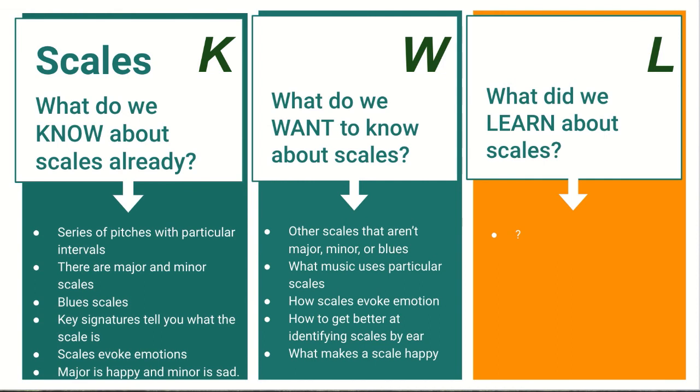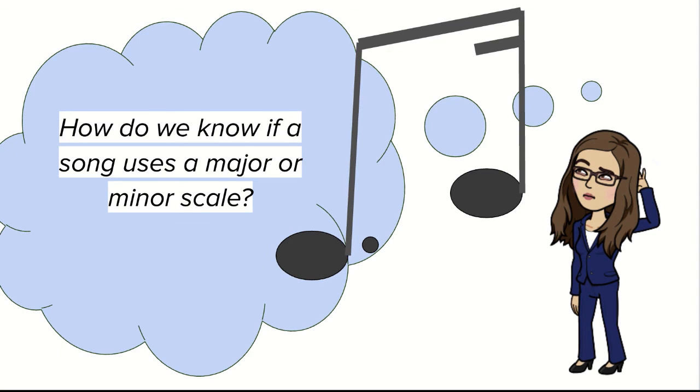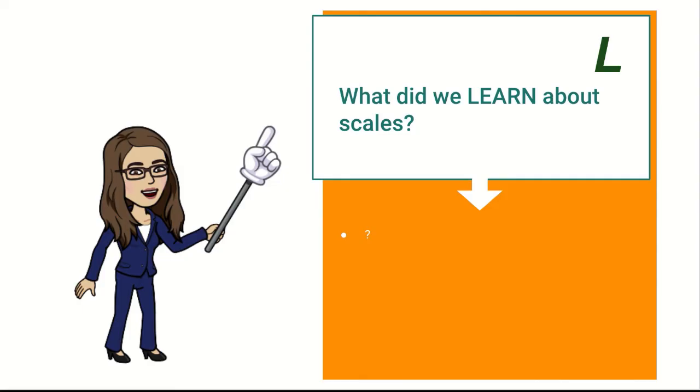And now it's time for us to go back to the KWL chart. Before we fill in this last column, here are two more questions. Is hearing sadness in a song a reliable way to determine if a song uses a minor scale? Why or why not? How do we know if a song uses a major or minor scale? Think about how we discovered the major scale in the song Shenandoah. Okay, here we go. What did you learn about scales?